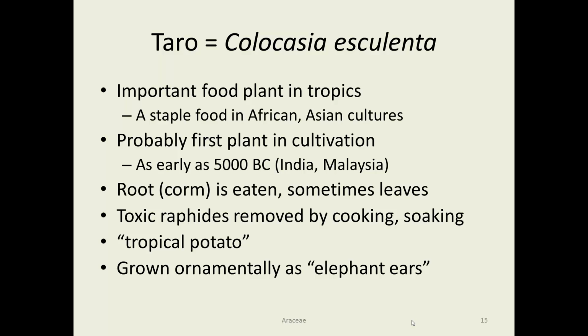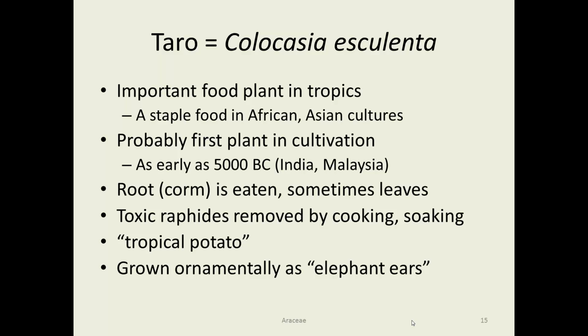The root is generally what's eaten. It's a corm. Sometimes the leaves are. Obviously, you get a lot of foliage. One little problem is there are these things called raphides in the sap, which are calcium oxalate crystals that can cause a lot of issues if they're not managed properly. But people from these areas know how to cook them right or soak them overnight and get rid of that.